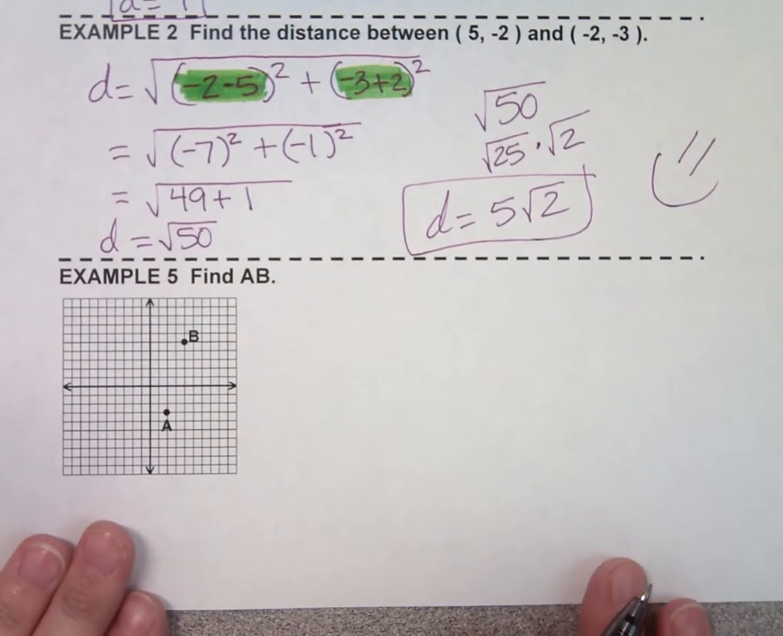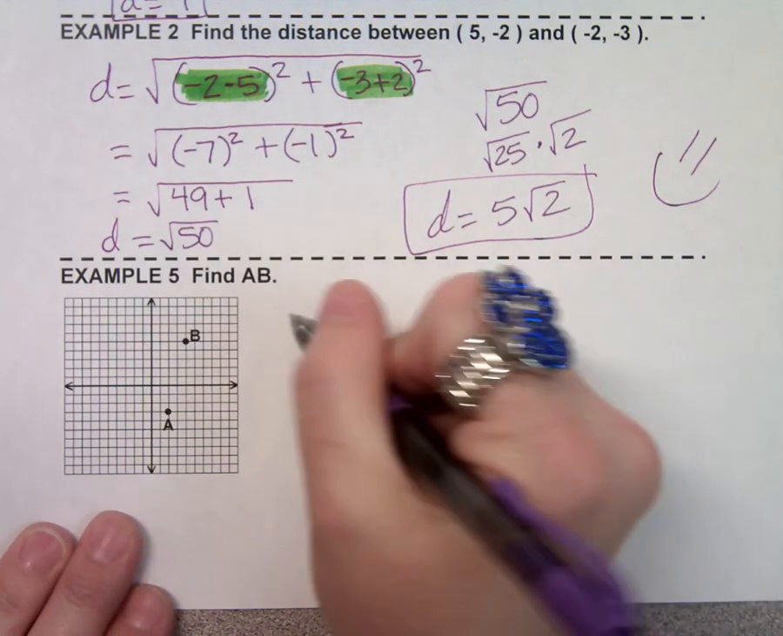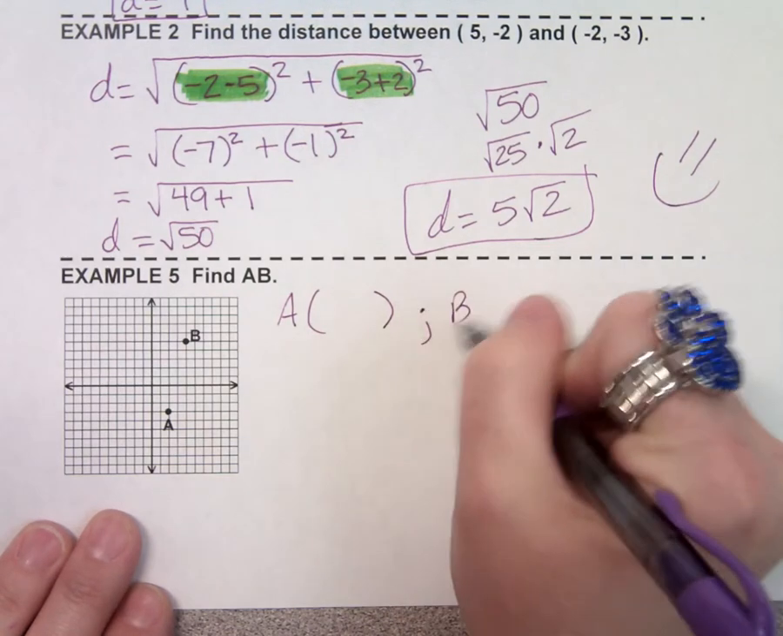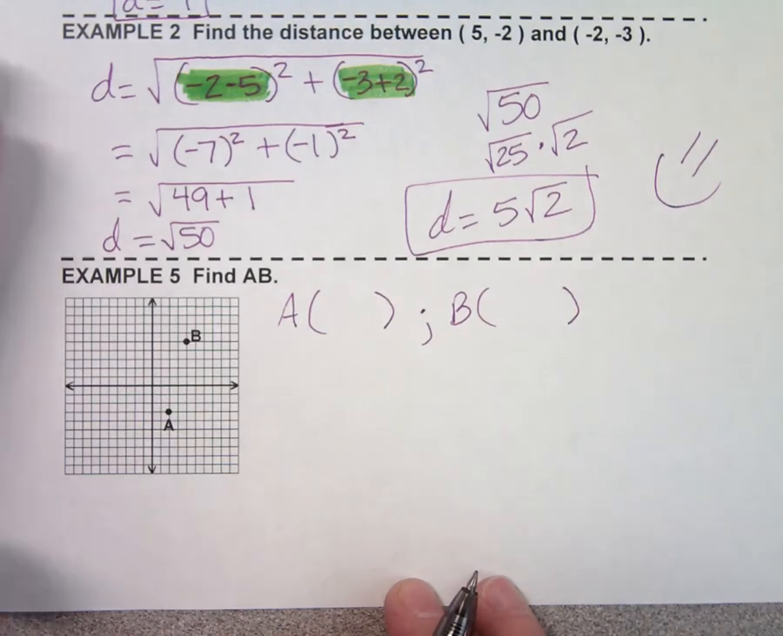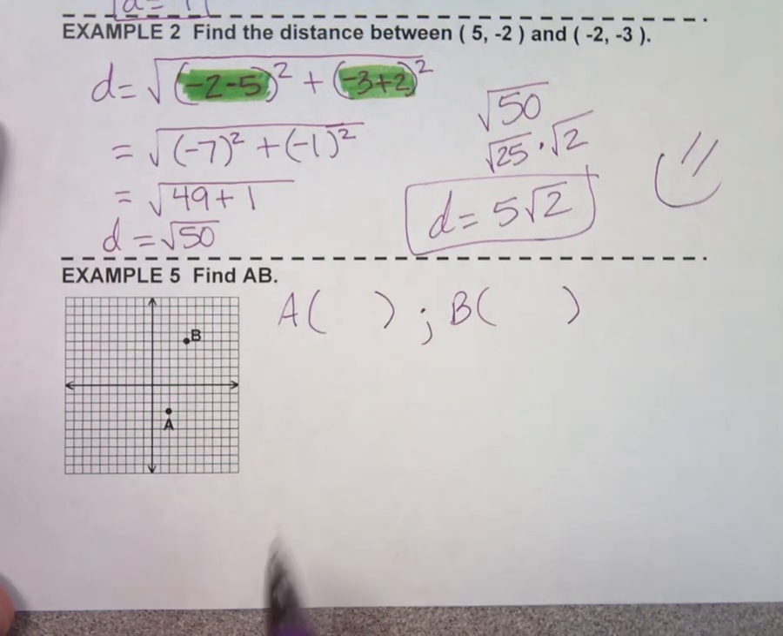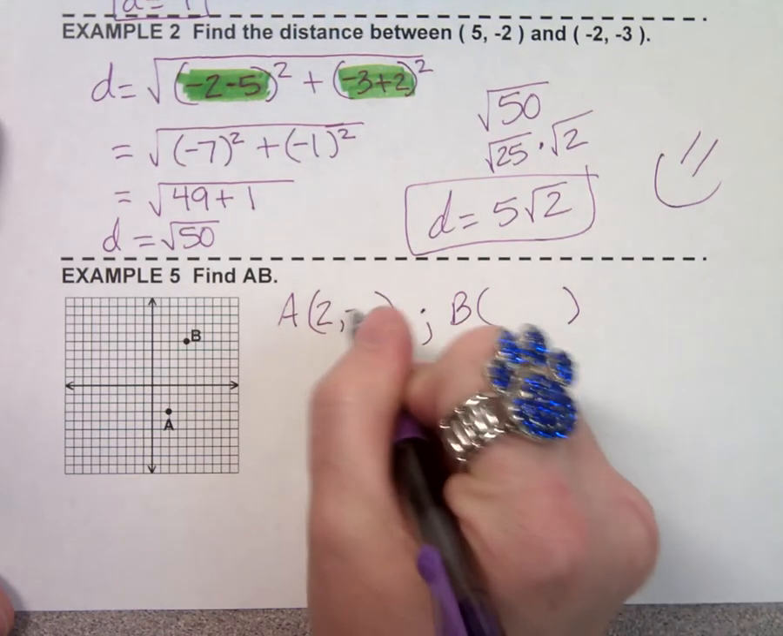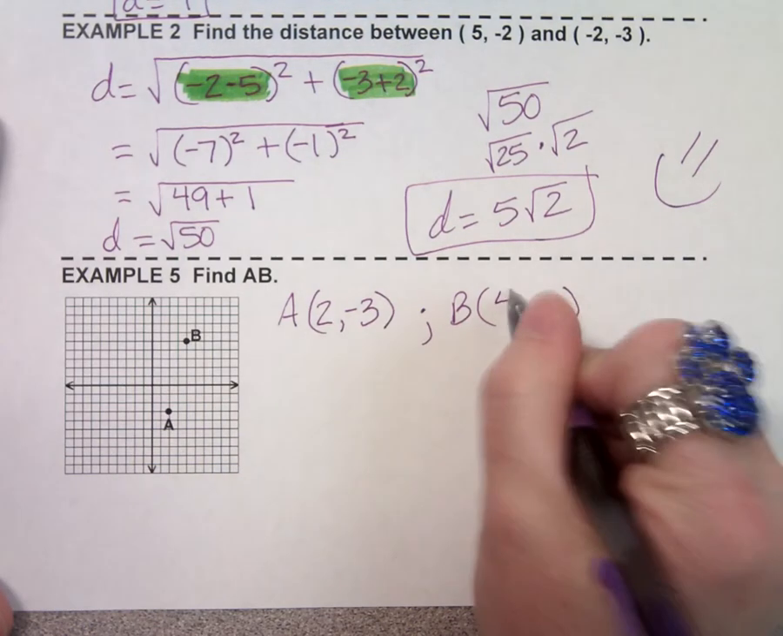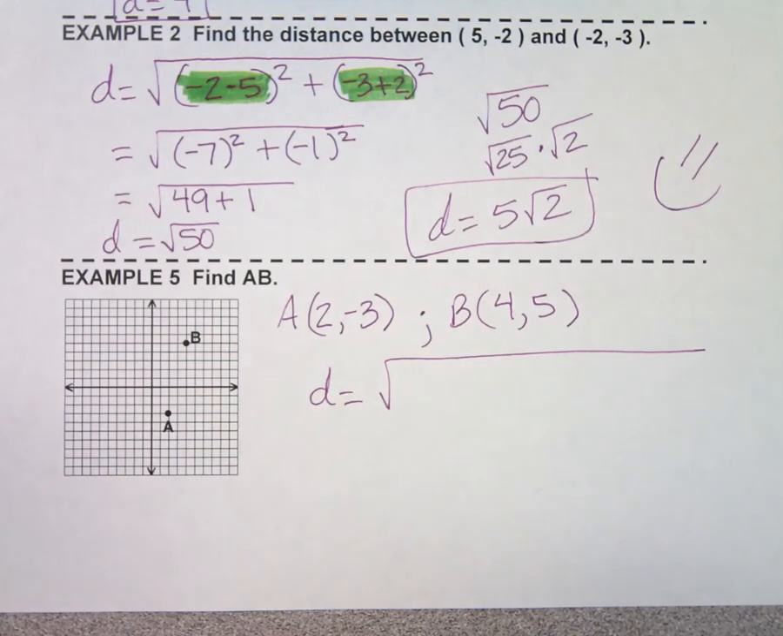Okay, and then this next example is just more of the same. I just need to know what the ordered pair is. So take a second and see what you think ordered pair A is, and see what you think ordered pair B is, and then we'll go from there. So, what do you think ordered pair A is? 2, negative 3. Good. And how about B? 4, 5. Okay, you try it. Find the distance between those two. Let's see if you can get it.